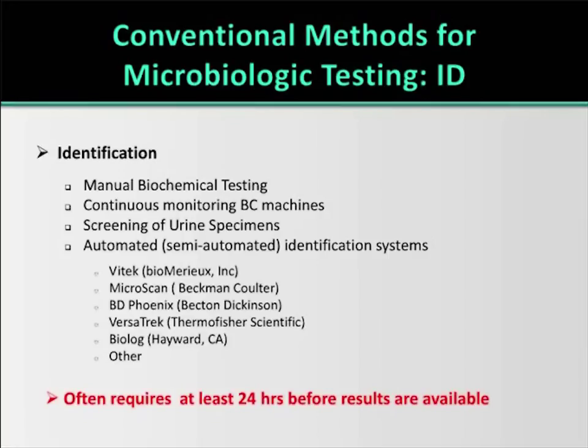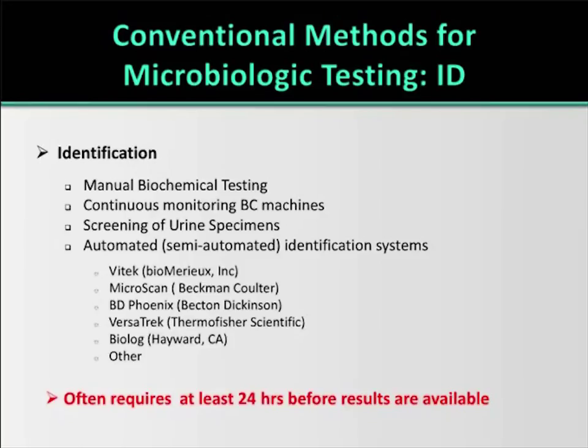Often the use of the manual, the blood culture machine, screening of urines, et cetera, requires at least 24 hours before results are available about the identification of the organism. And if we're dealing with more fastidious organisms, it can even take longer than that. But we're kind of used to, in our clinical microbiology labs, not having an identification until 24 or maybe up to 48 hours. And I'd like to think by the end of this presentation, we all are fully aware of the fact that this probably isn't good enough.